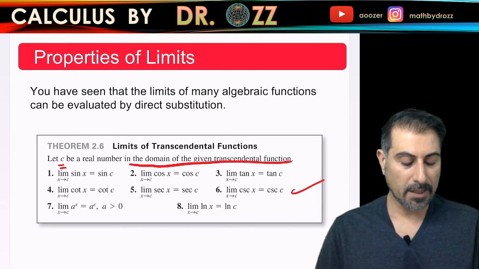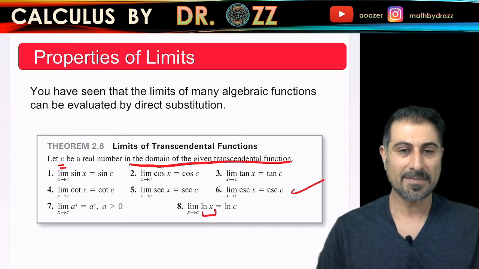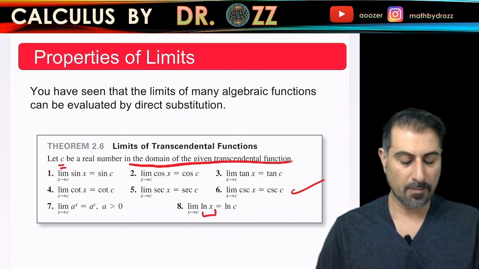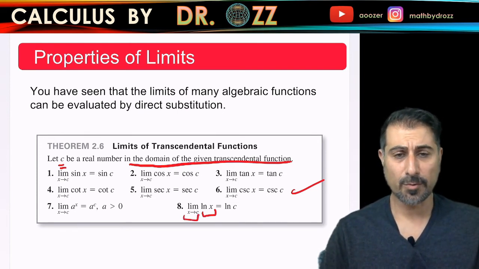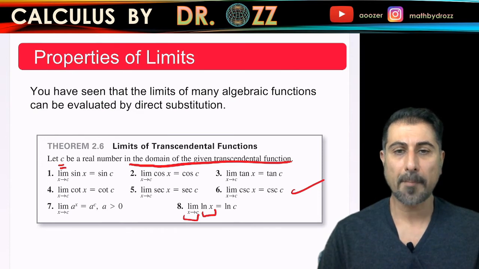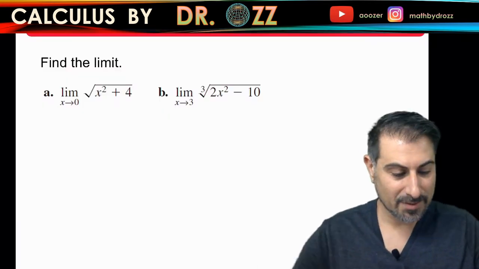Also remember that the ln function is defined for positive x's, so when you look at this limit, c better be something positive, otherwise the limit is not going to be defined. All right, let's look at these limits.